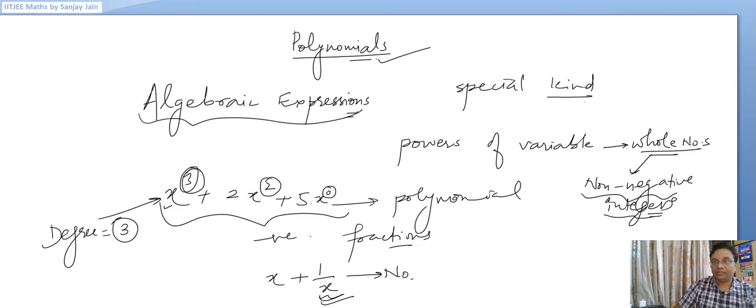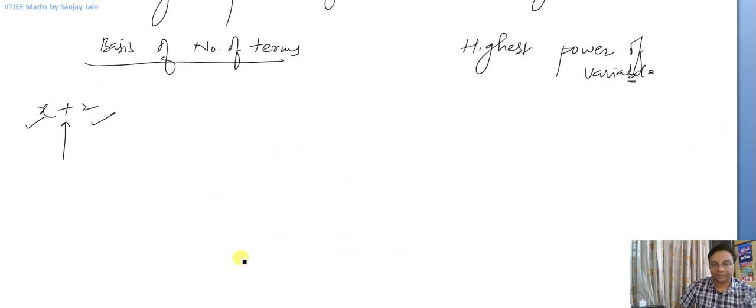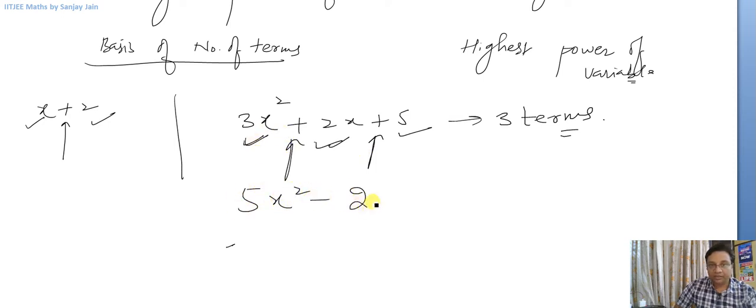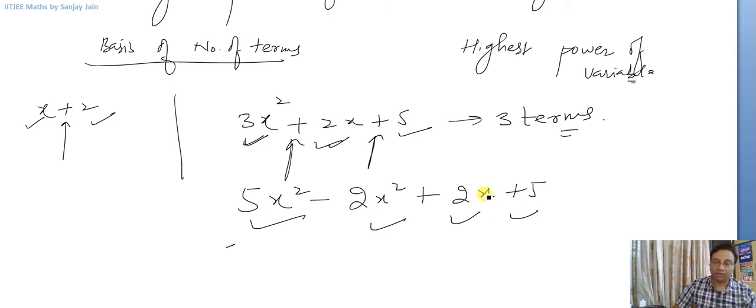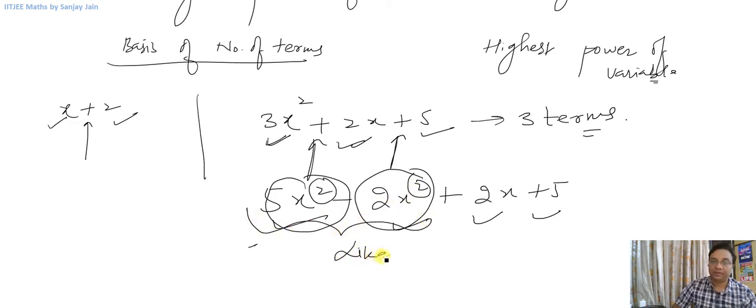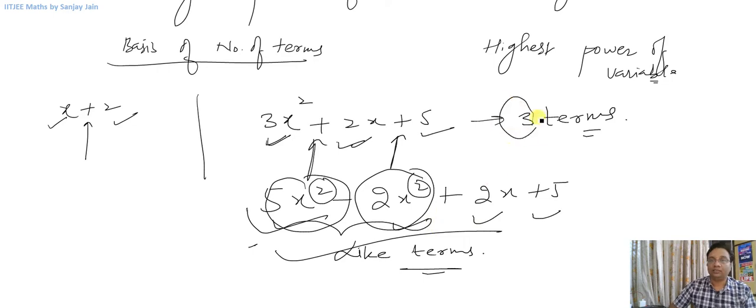And each term has got a different power of x. What do I mean is, if you write, let us say, another polynomial, 3x square plus 2x plus 5, how many terms has it got? 1, 2, 3. So it has got total 3 terms. Now all these 3 terms are separated by these plus signs. If I write 5x square minus 2x square plus 2x plus 5 and somebody thinks that these are 4 terms, then he will be wrong. Why? Because these 2 terms are alike, because power of x in these 2 terms is 2. So you have to club the like terms, and then say something about the number of terms. So number of terms in this case also is 3.